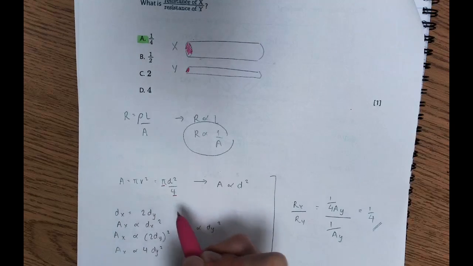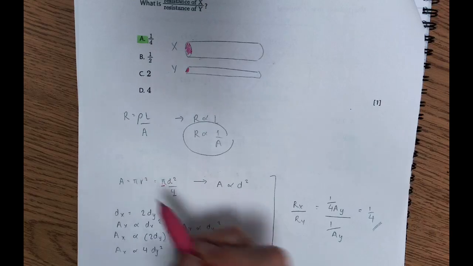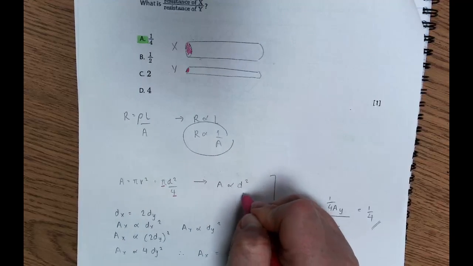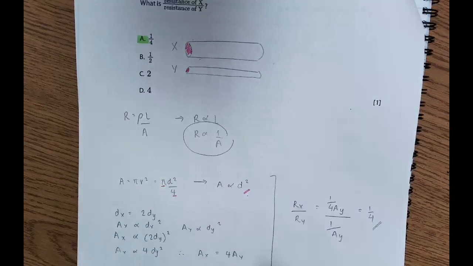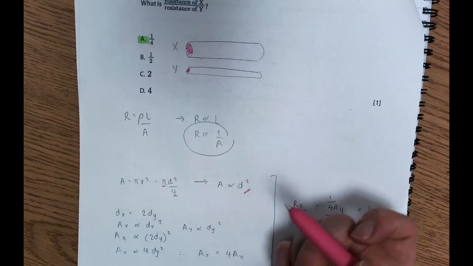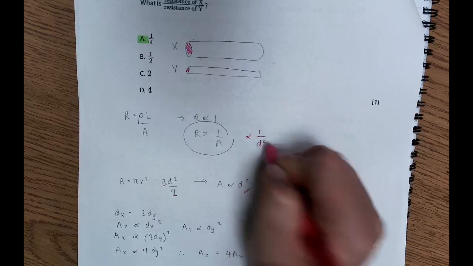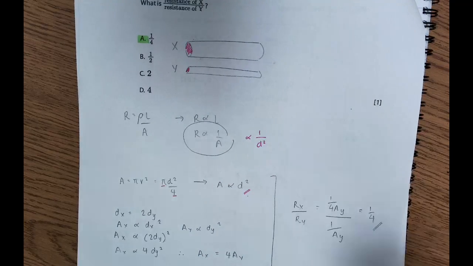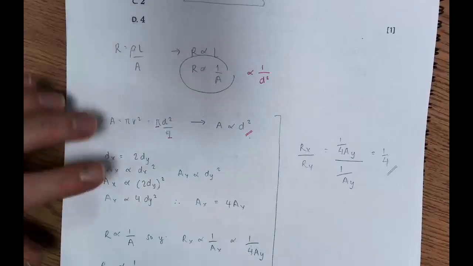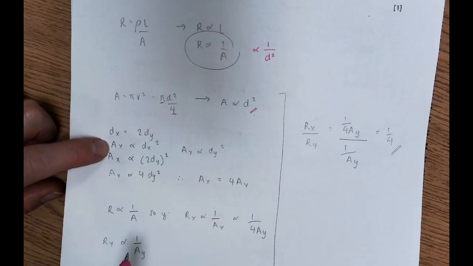If we do d over 2 squared, diameter over 2 all squared, I get pi d squared over 4. Pi and 4 are constants, so they're not going to affect the area. The diameter squared will affect the area. So area is proportional to diameter squared. What that means is, if resistance is proportional to 1 over area, then it is also proportional to 1 over d squared.